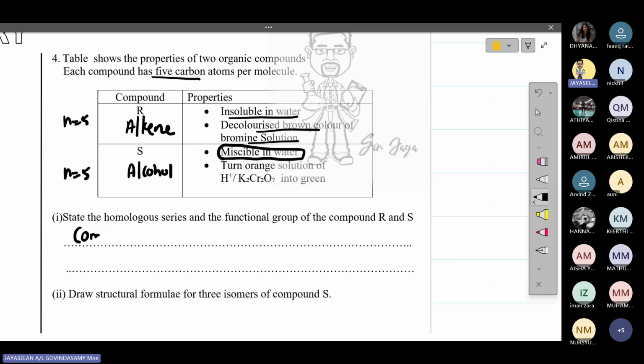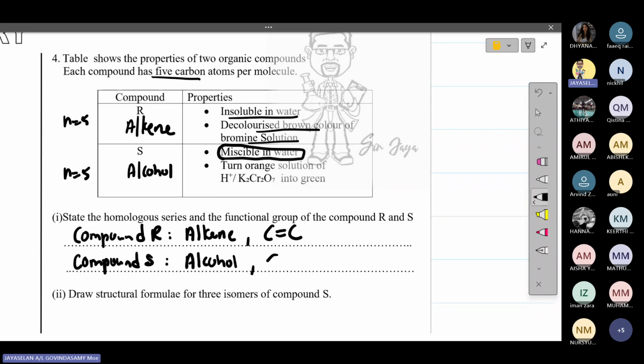So I put here compound R. They want the homologous series and functional group, right? Compound R, homologous series: you all put alkene. Functional group, you draw C double bond C. Already got 2 marks. Next, I put here compound S. The homologous series will be alcohol. You guys already score 1 mark.